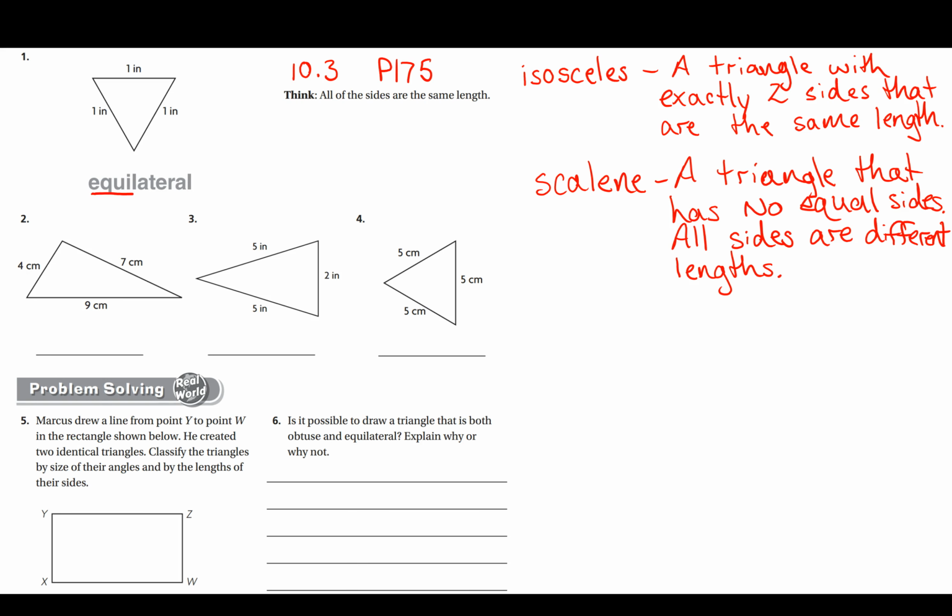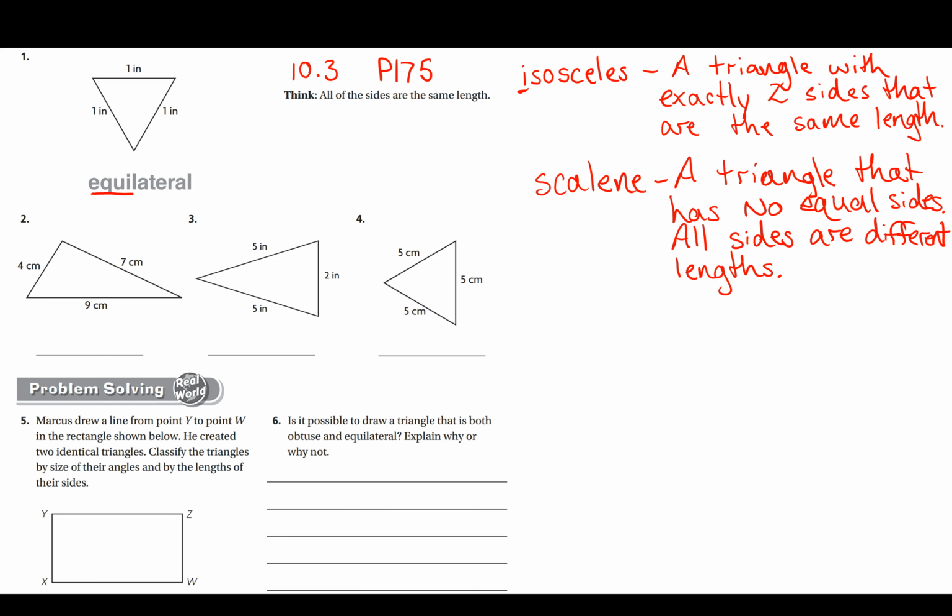An isosceles triangle is a triangle with exactly two sides that are the same length. Easy way to remember this is isosceles: you have two eyes that are the same, and an isosceles has exactly two sides that are the same. Can't have three sides, can't have one side, can't have four sides that are the same, just like you can't have three eyes or four eyes. You have two eyes that are the same. So an isosceles triangle has exactly two sides that are the same.